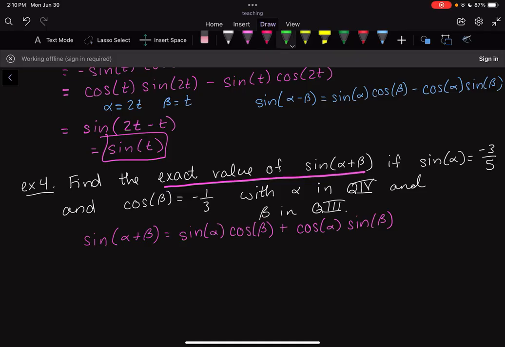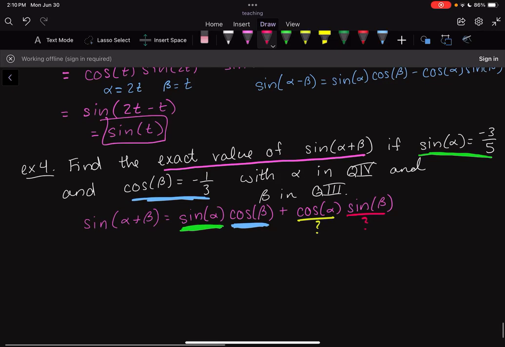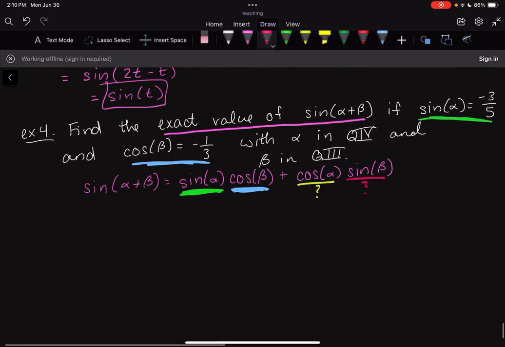Now, while I use this identity, I already know what sine alpha is. They gave me that. I also happen to know what cosine beta is because they gave me that. The issues are that I don't know what cosine alpha is, so I don't know this one, and then I also don't know sine beta because they didn't give them to me. However, I can go find them.